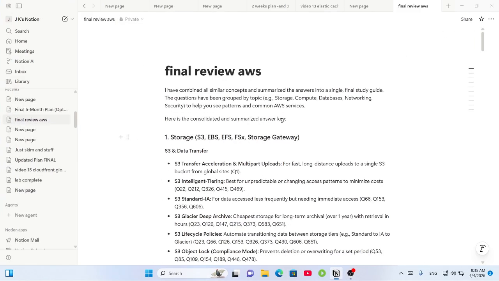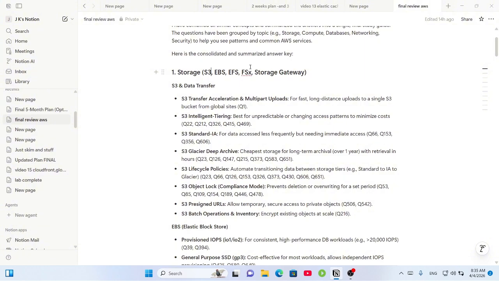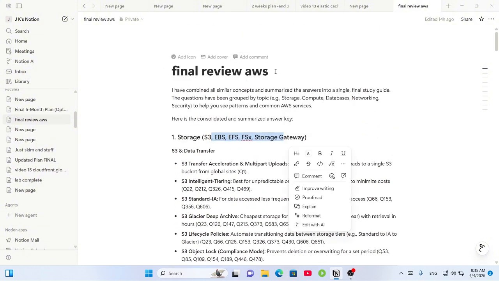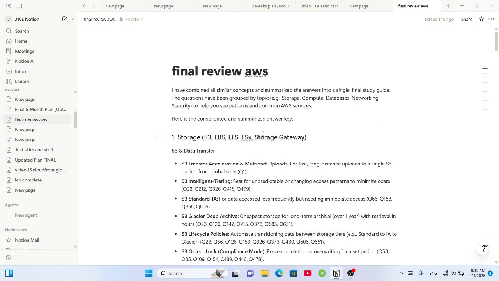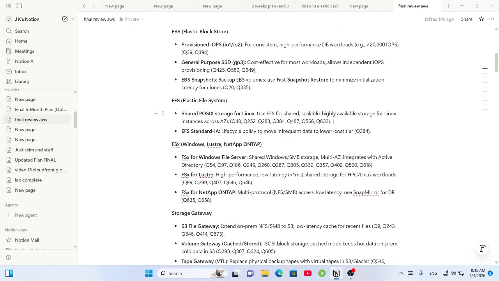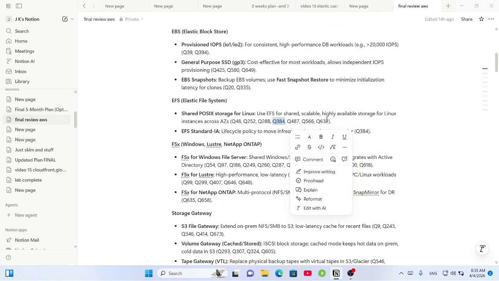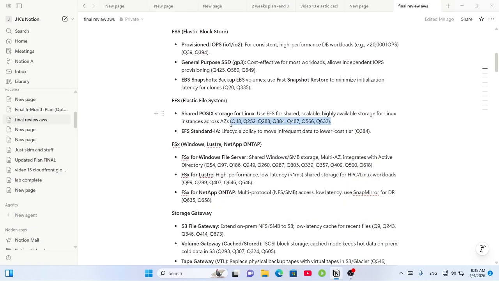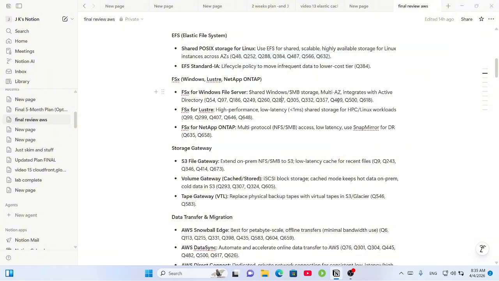Okay, we're going to review all the AWS concepts that we studied, and these are based on the list of questions that appear in the exam. Basically, I got a dump from the AWS Solutions Architect exam. It has around 1,000 questions.